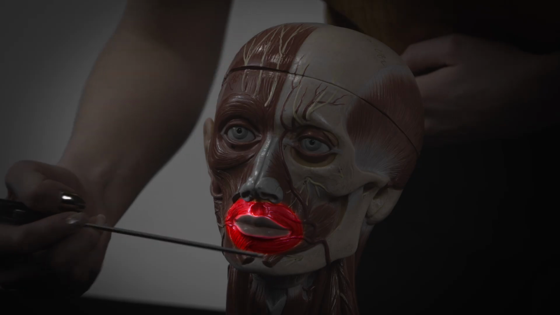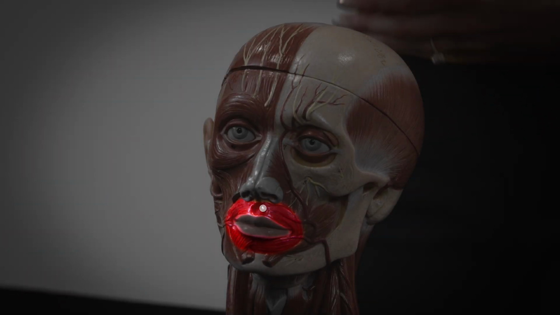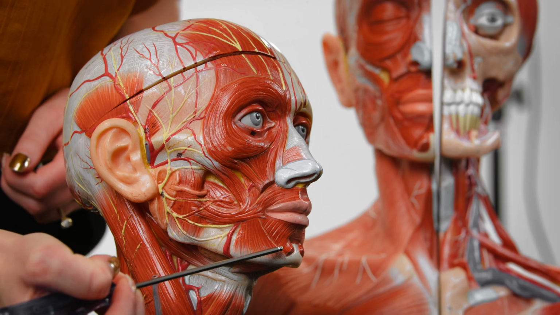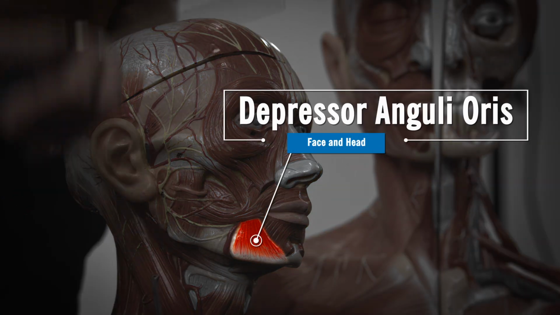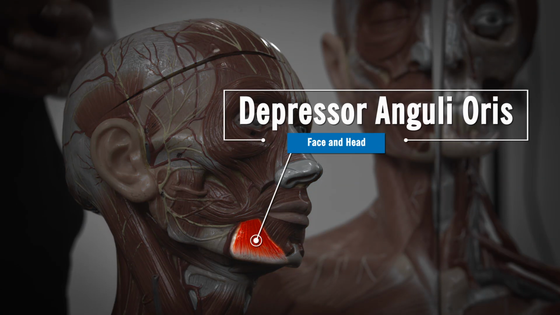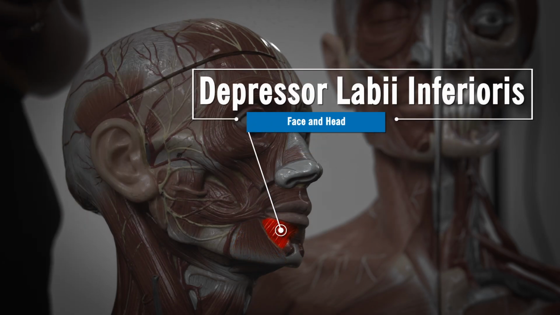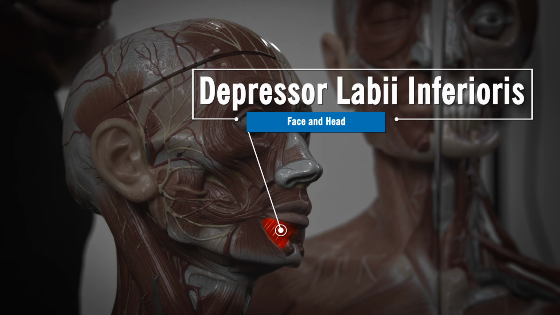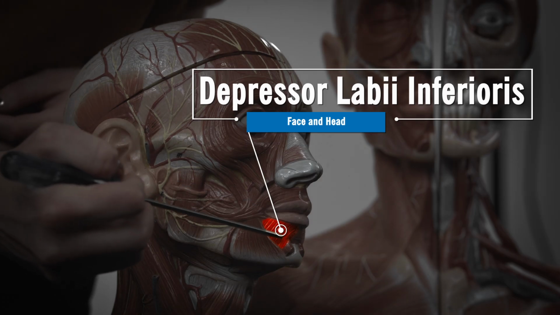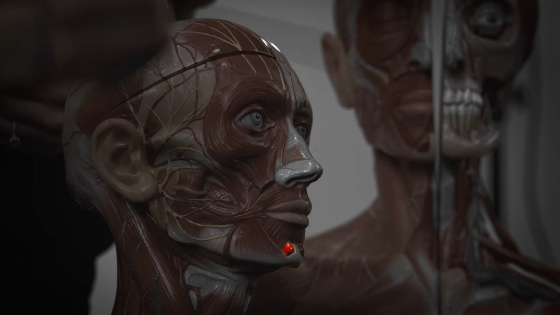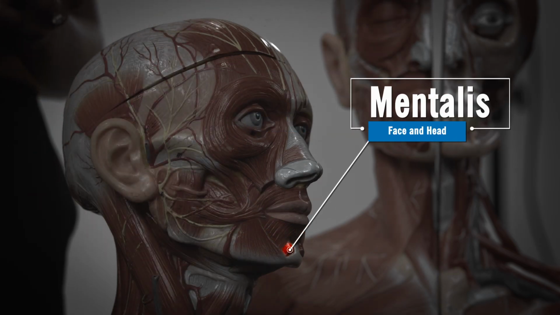The other large circular muscle around our lips is the orbicularis oris. Make sure not to confuse it with the orbicularis oculi, which is around the eyes. This muscle here is the Depressor anguli oris, and the one right next to it is the Depressor labii inferioris. You can remember this one because it attaches to the lips instead of the angle of the mouth. So again, we have the Depressor labii inferioris. This small muscle pointing directly towards the middle of the chin is the mentalis.